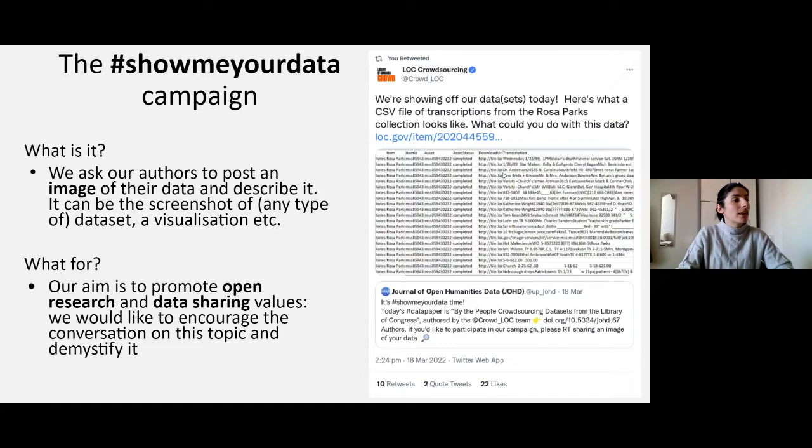And what's the point of all of that? It's to actually show what data looks like, to promote open research, to make the authors feel comfortable sharing what they're doing, and to give them an opportunity to share it, and maybe encourage some new connections, even on a platform like Twitter, which has been proved to be very, very useful also from a scientific point of view.